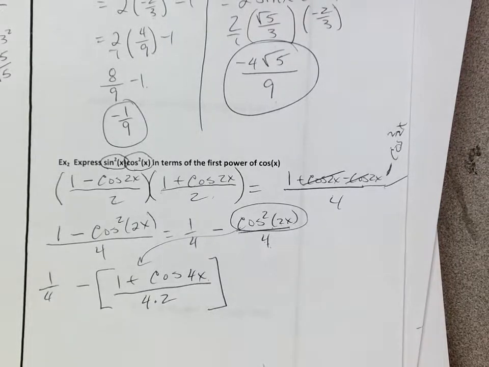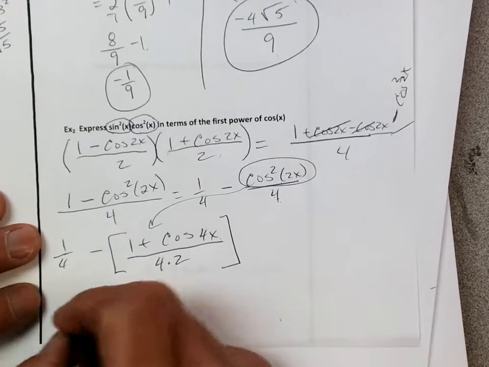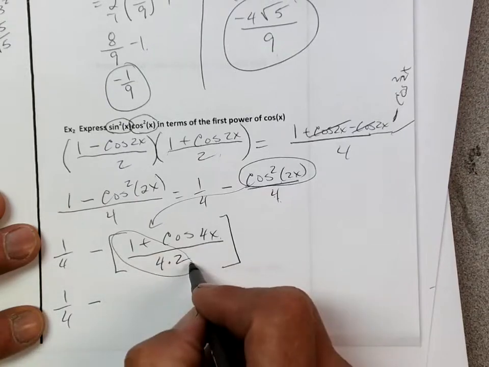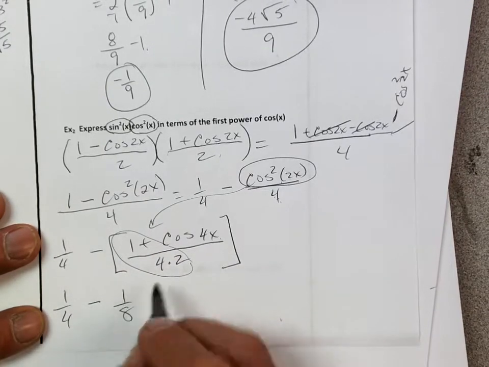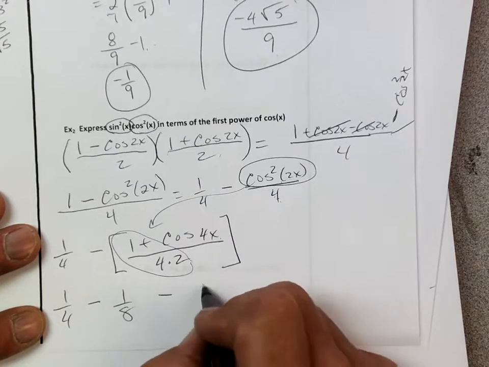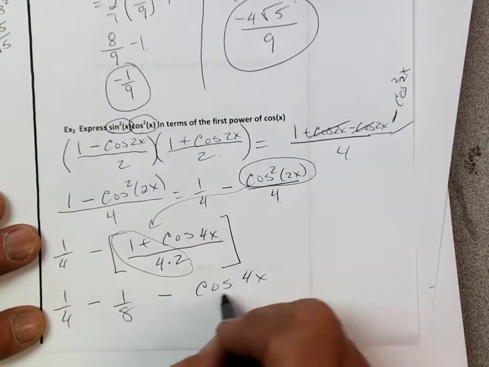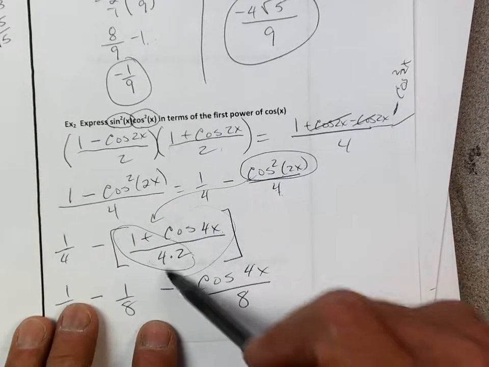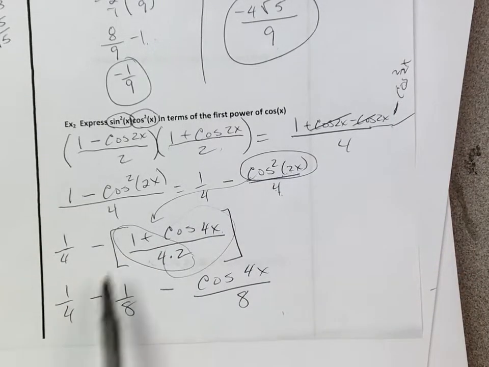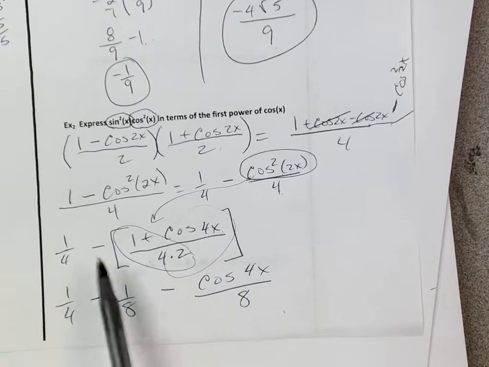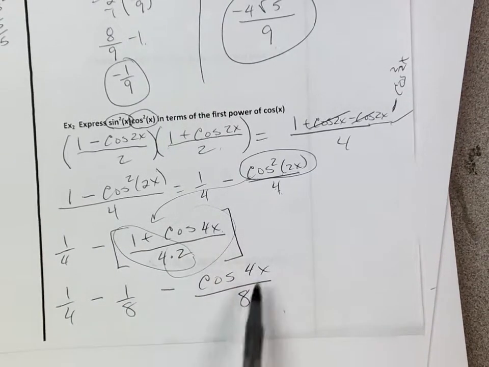So next, what did I do with the pen? Here it is. What do I have? I'm going to have a 1/4 minus, you ready? Minus a 1/8. You see my 1/8? Minus a cosine of 4x over 8. Okay, I'll step back and see if you can see it. I've got my 1/4, my minus my 1/8. There's my minus my 1/8 right there. And then minus my cosine of 4x over 8.